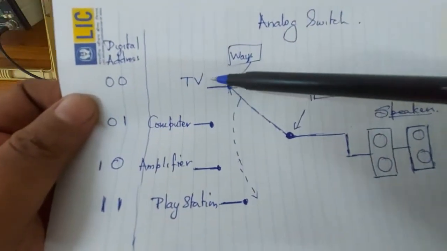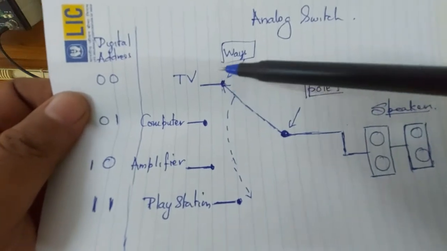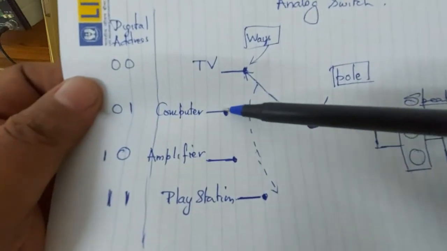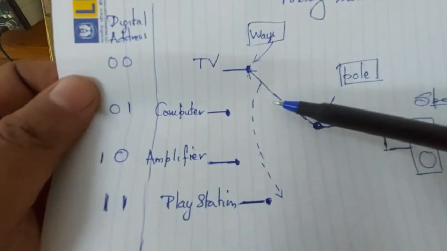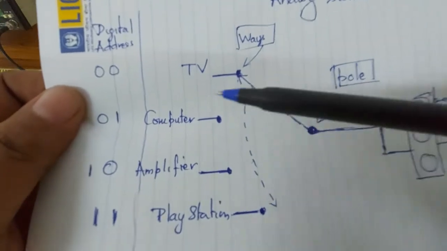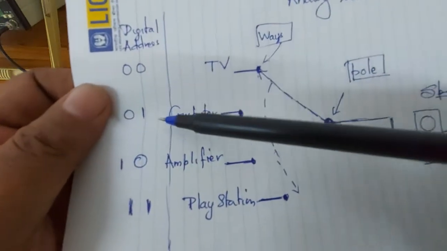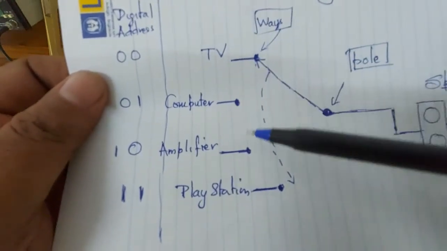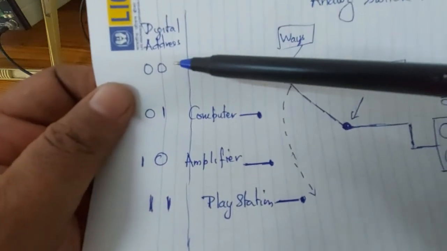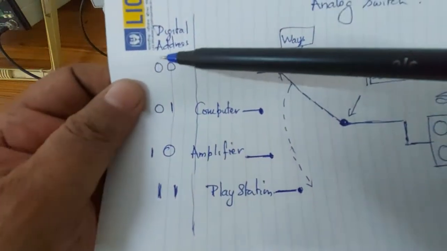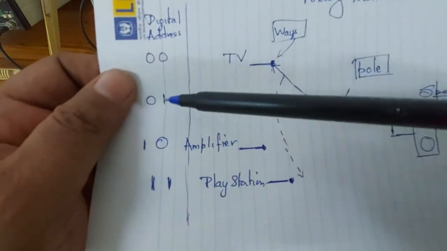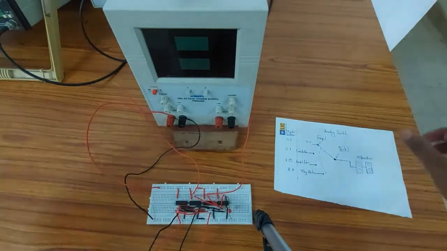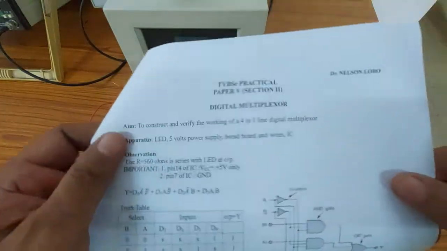So this switch is like the address. A digital address could be 00. The next one could be 01. For the analog switch we have to change the position of the switch, but for a digital multiplexer we need to give the addresses. So if we have 4 ways, 1, 2, 3 and 4, the digital address could be 00, 01, 10 and 11. So now let's look at the real experiment for digital multiplexer.